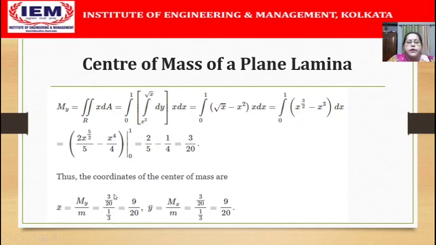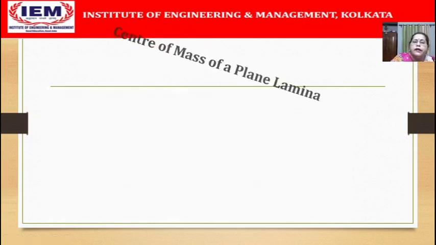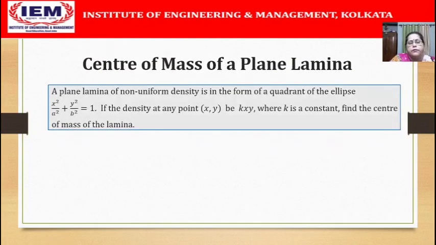So it's 3 by 20 divided by the mass, which we remember we got as 1 by 3. So it comes as 9 by 20. Similarly, the y coordinate y bar also comes as 9 by 20. Therefore, the coordinates of the center of mass of the lamina in the question is 9 by 20, 9 by 20. Let's now see one more example, now with variable density.